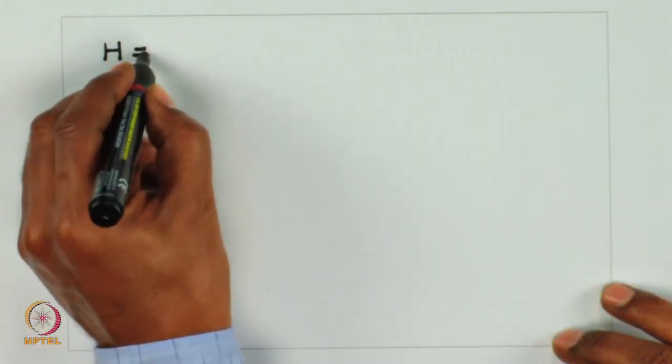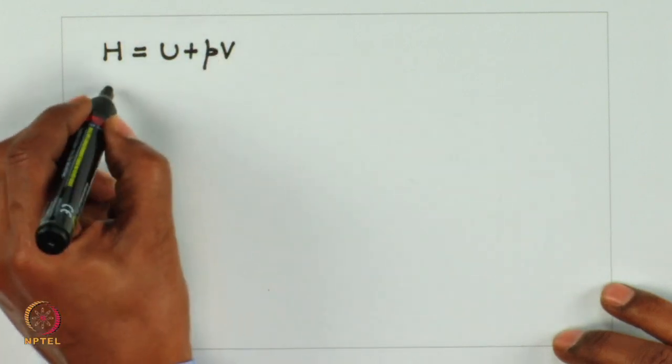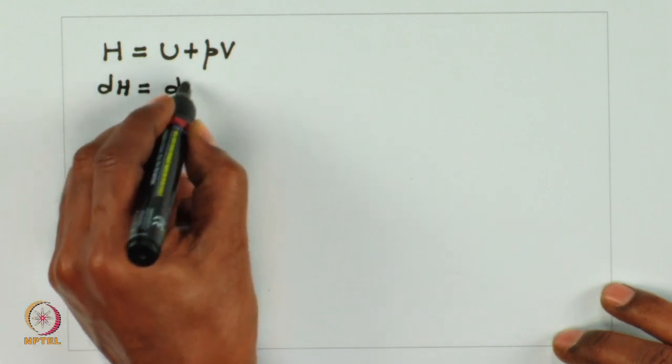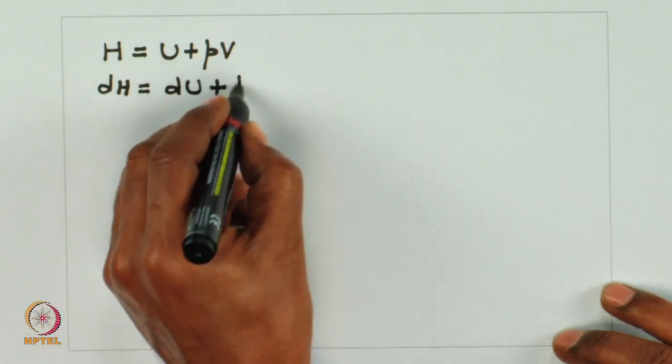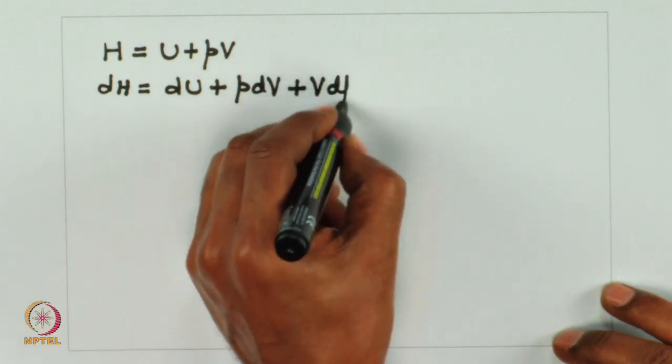Now, let me take up enthalpy. H is equal to U plus PV. I will just take this up and let us see what we get. dH, that is for a small change, is dU plus P dV plus V dP.